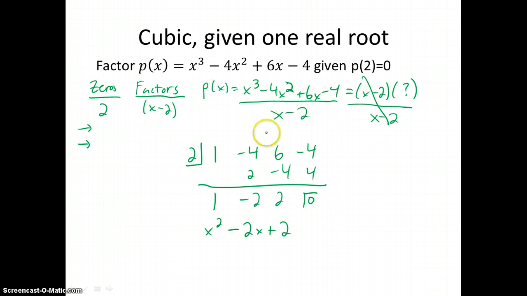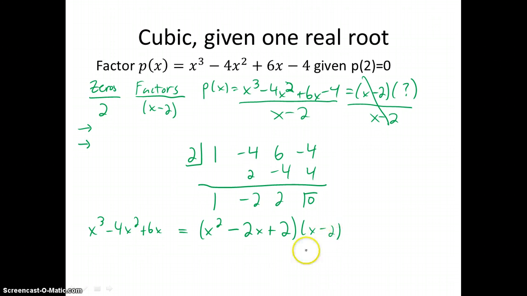So what I've shown here is that our polynomial, x cubed minus 4x squared plus 6x, is equal to this quotient multiplied by what we just divided by, x minus 2. Because I found my question mark. My question mark was this x squared minus 2x plus 2.